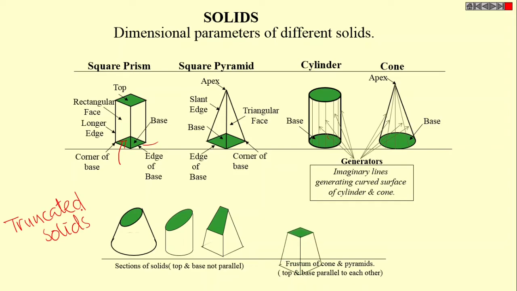But in this particular case, this top face is exactly parallel to the base. Here again, this top face is exactly parallel to the base. That category of solids is known as a frustum of a solid. Here, a frustum of a cone or frustum of a pyramid. We can say that these categories are known as frustums of solids. Top and base are parallel to each other. These are the different dimensional parameters of different solids.